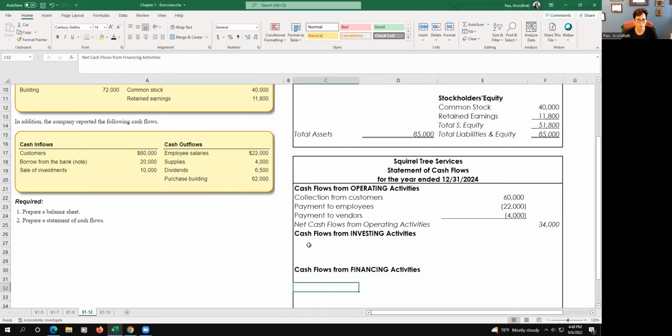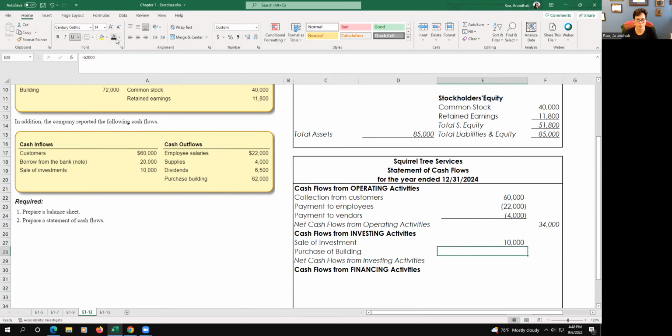I seem to have sale of investments is an investing activity. Purchase of building is an investing activity. Let me finish this section up over here, and that gives me net cash flow from investing activities. Let me put the amounts over there, and I have 52,000 as a net number here.